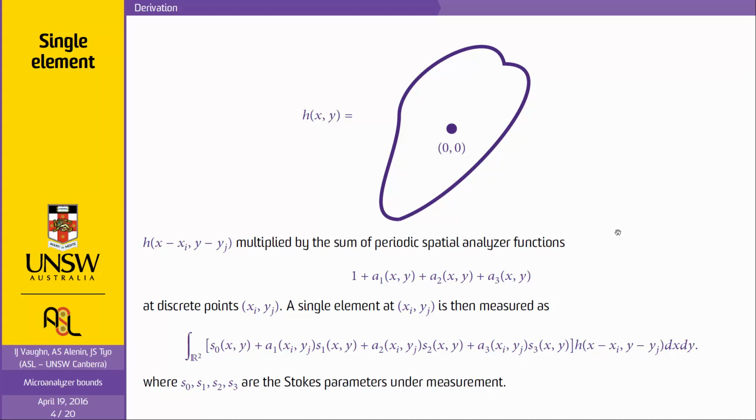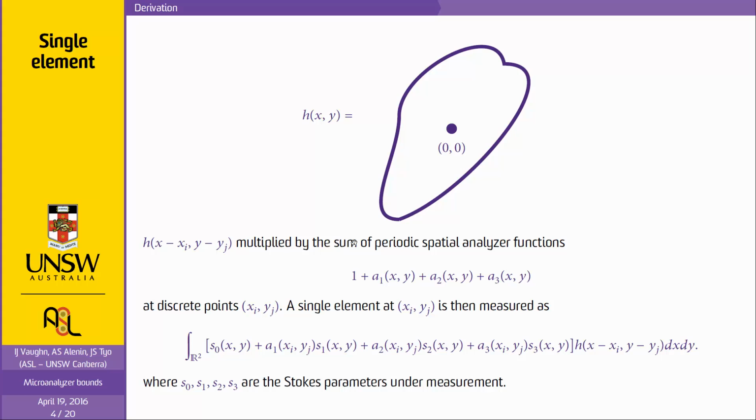We define the pixel shape function as h, and h can vary over x and y. This shape is arbitrary. The assumption is that all the pixels have the same shape. For some specific pixel at some specific location on the 2D plane, we'll denote that location x sub i and y sub j. We can just have this shifted pixel function for some arbitrary position. Then we multiply that pixel function by the periodic analyzer functions. This is something we can choose.